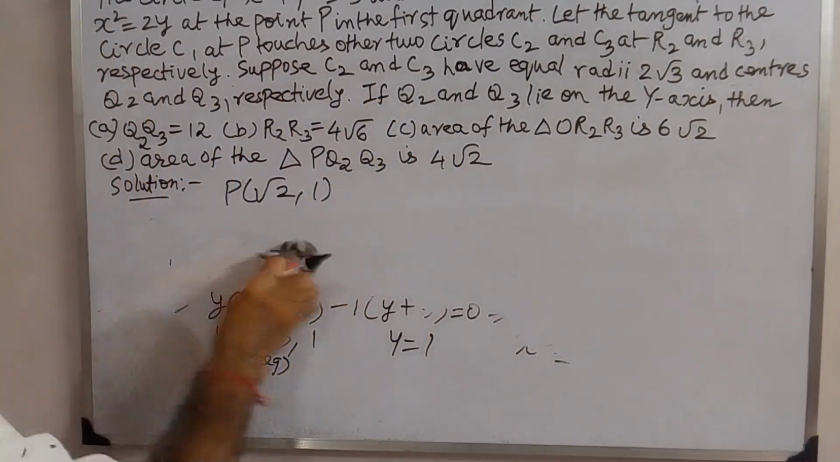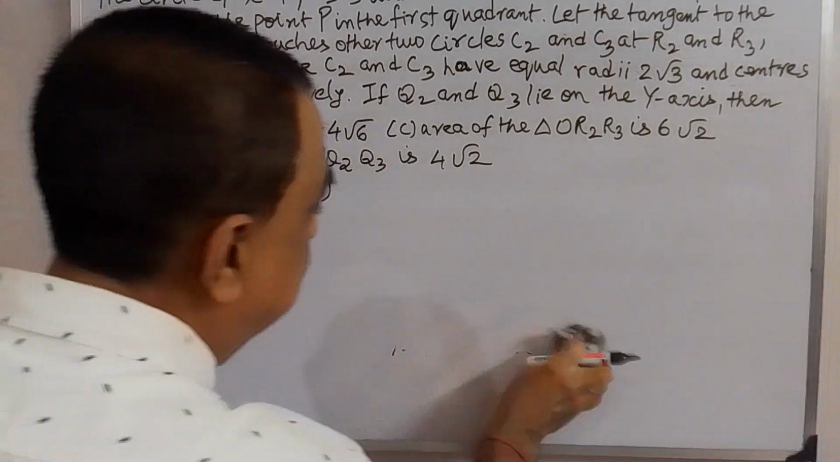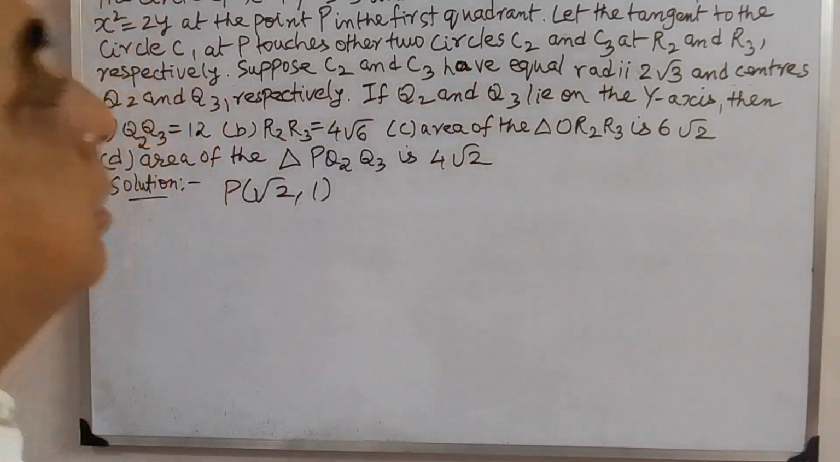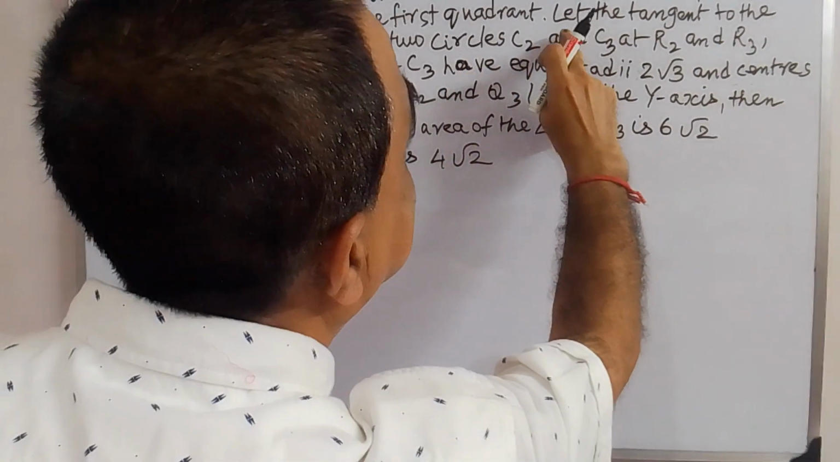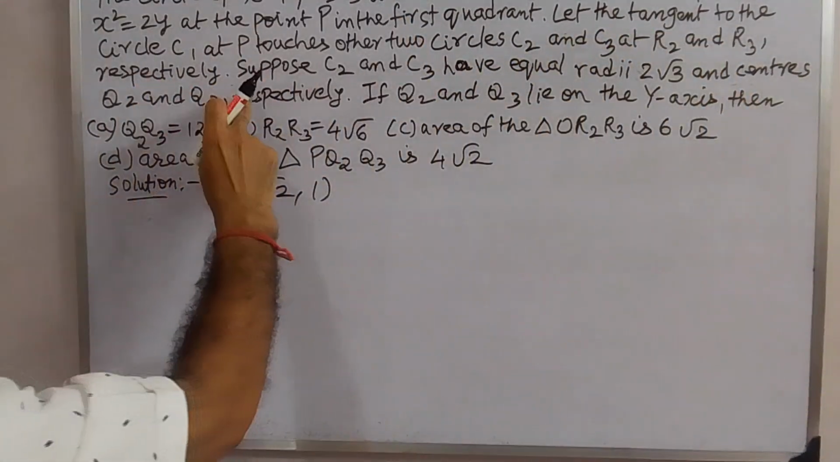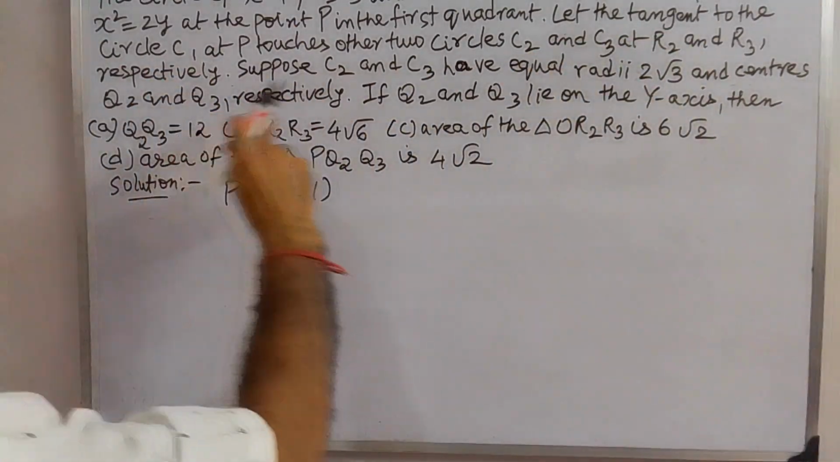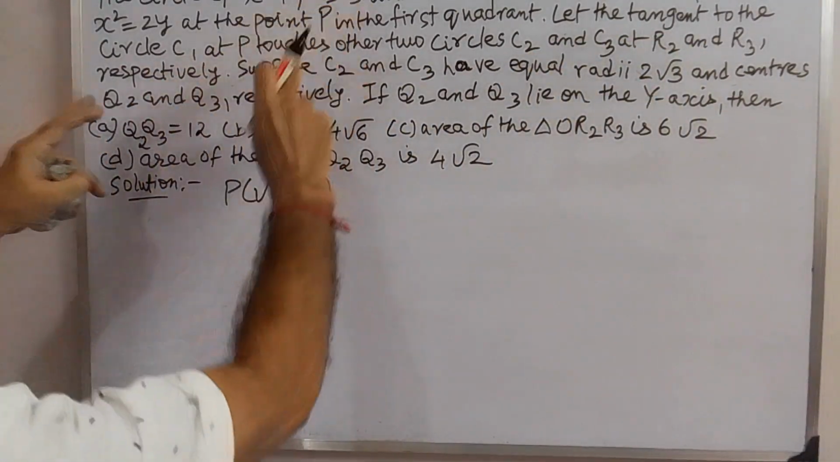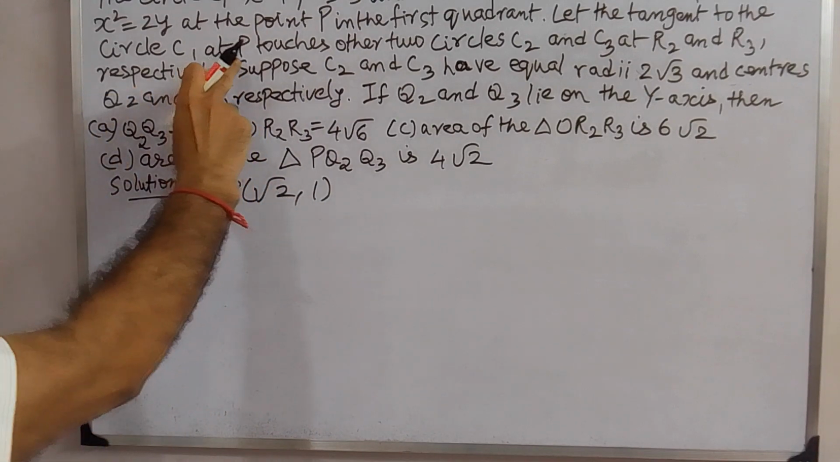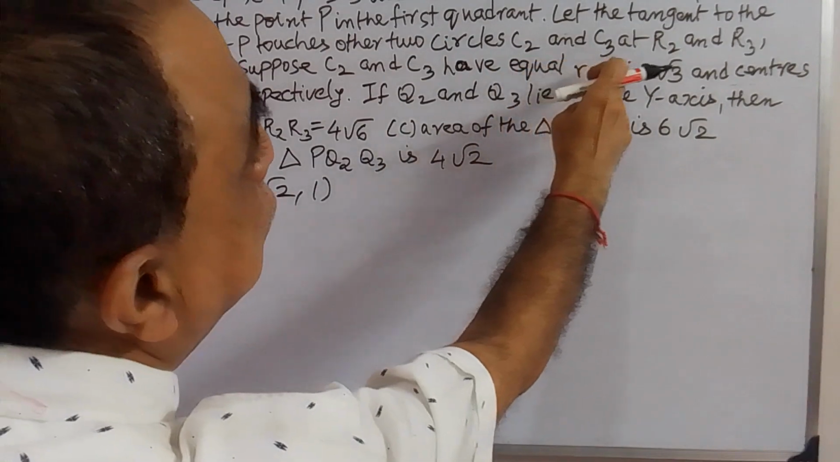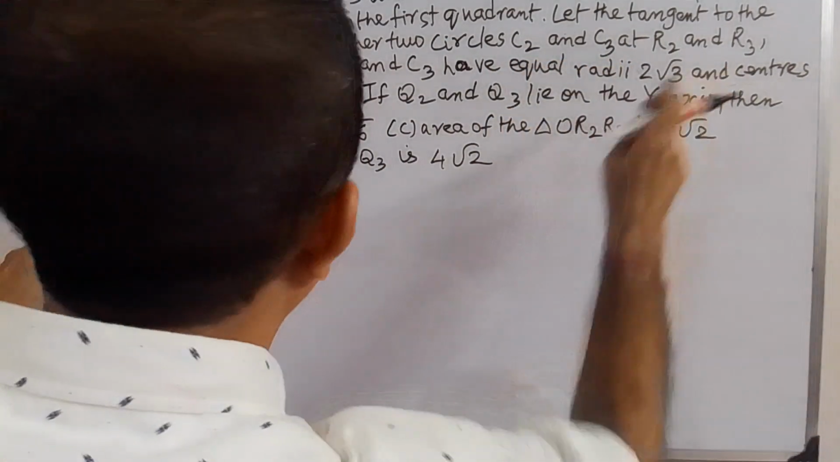Okay, now after that what is the question saying? Okay, so we have first found out the point P which is in the first quadrant. So what is the next part saying? Let the tangent to the circle C1, that means the circle whose equation is this, okay, the tangent drawn at this point P, touch the other two circles C2 and C3 at R2 and R3.